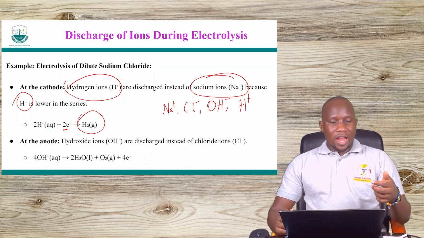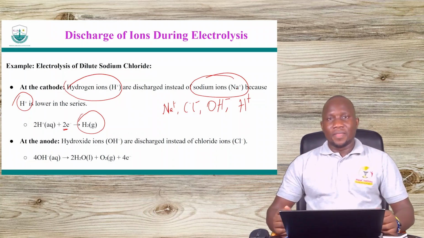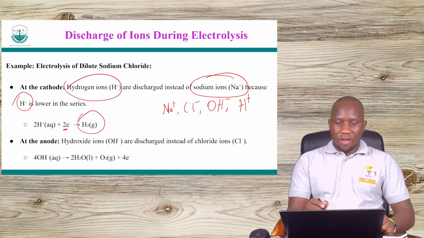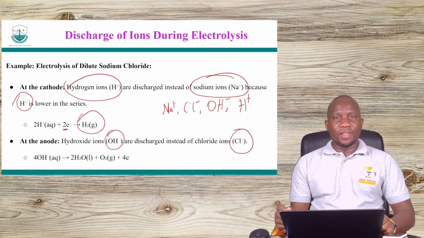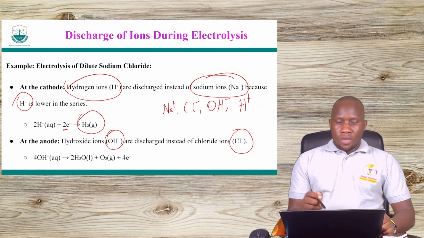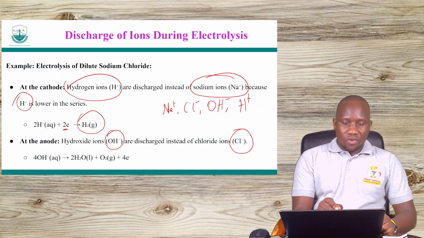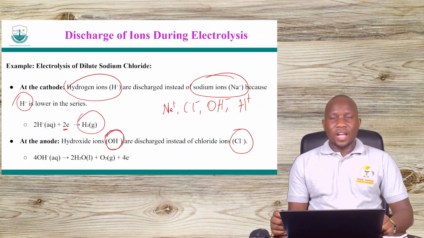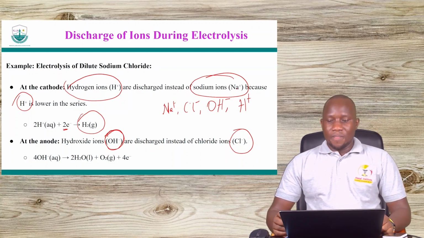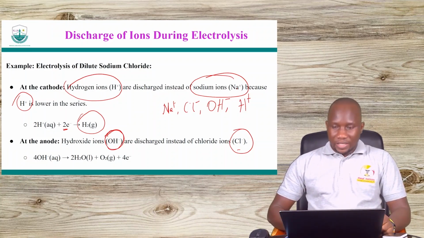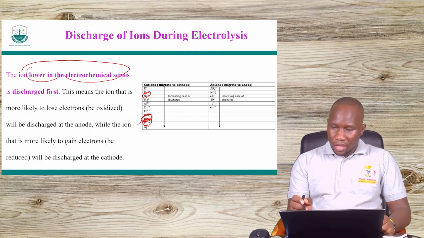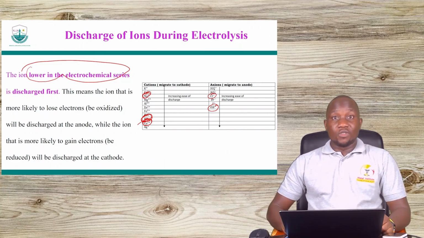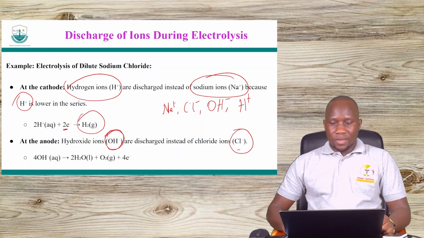And then at the anode you have all the negative ions there, the anions there. So you have the OH and then the chloride there. Now, here we are saying that the hydroxide ions actually get discharged instead of the chloride ions because of the same reason. Let's check. These ones are lower compared to the chloride ions. So the rule is actually respected, right? Yes.